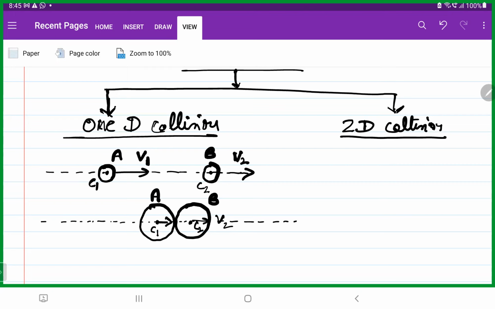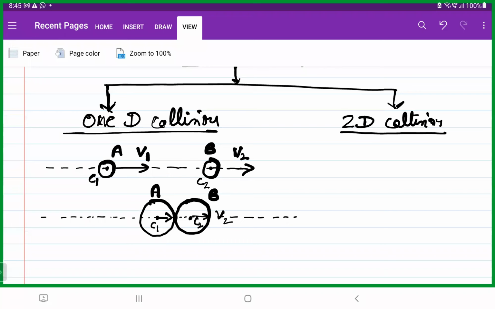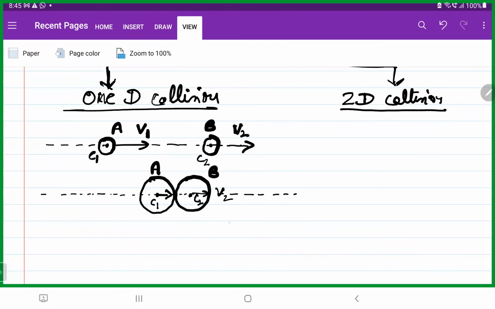Now, the important aspect of this is when A applies force on B and B applies force on A, it will be along the direction of C1, C2. Along the direction of C1, C2 only they will apply, because it's a normal force. If you remember, we discussed how the force is applied by a wall also. Suppose there is a wall and a tennis ball is striking the wall. The wall will apply a force perpendicular to the wall, the normal reaction. So whenever two objects are colliding, the forces are applied along the common normal.